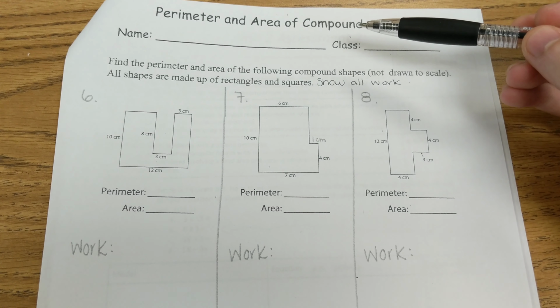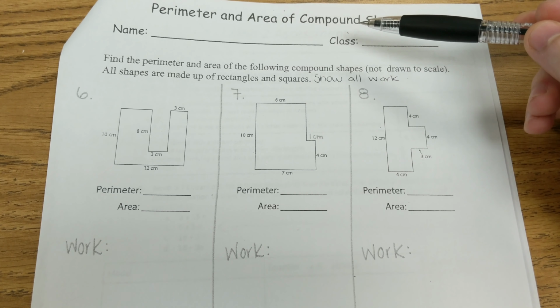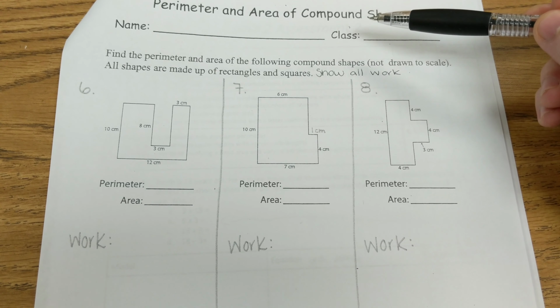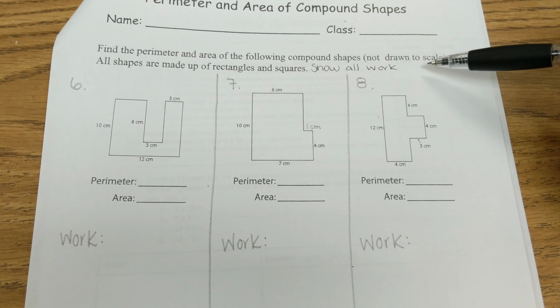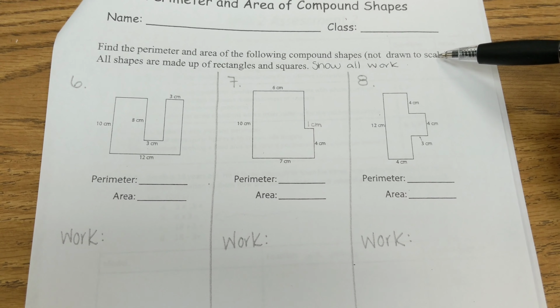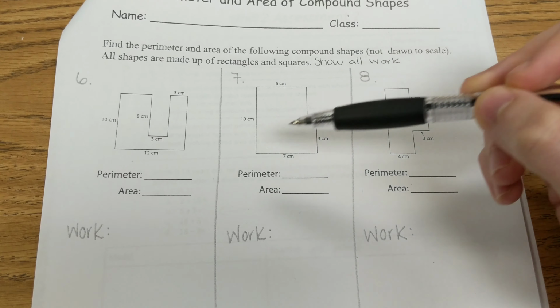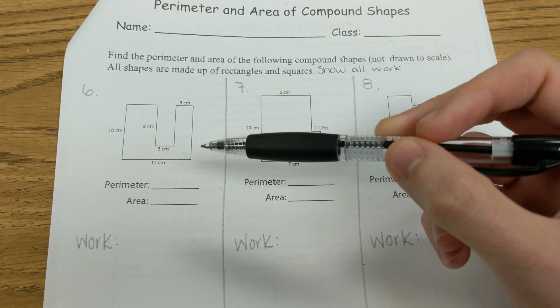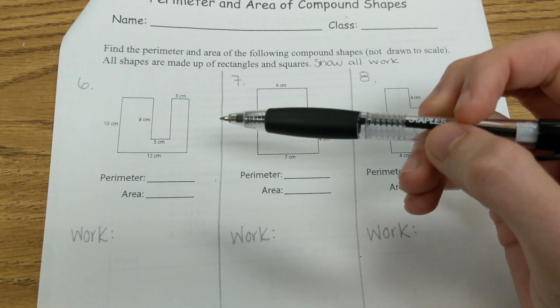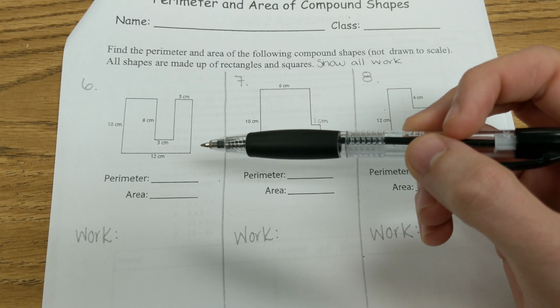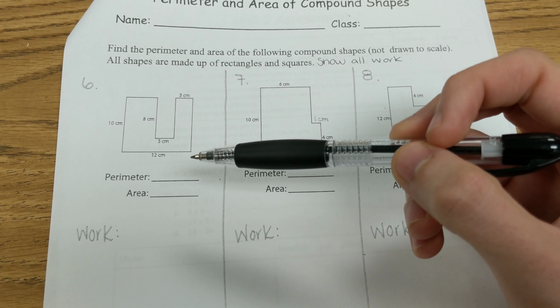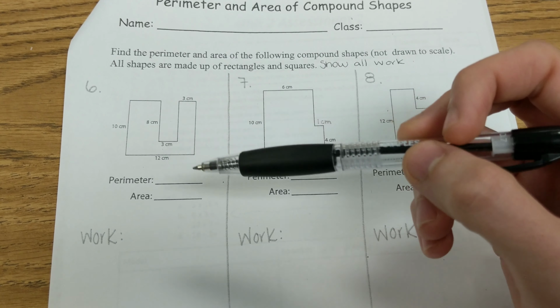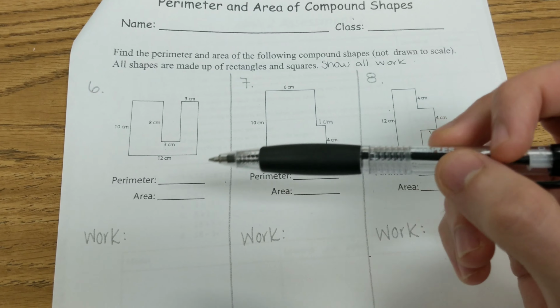These are compound shapes, also known as rectilinear shapes, also known as irregular shapes. So there's lots of different names for that. Very important that you understand that these are not drawn to scale, so you cannot just simply look at it and say, oh, this looks like it's 5 centimeters. Remember, last week we were doing things where we were kind of darkening the horizontal sides and then also circling the vertical sides. That's my recommendation.